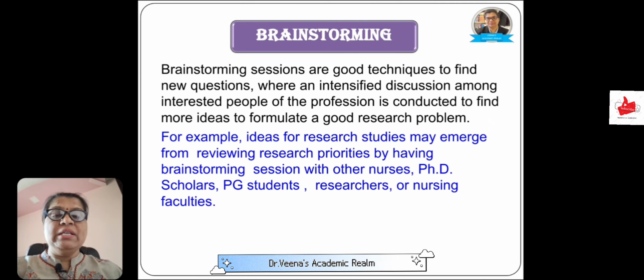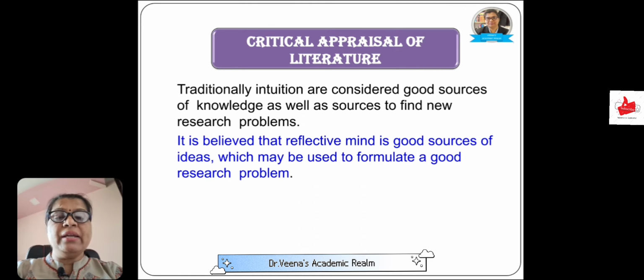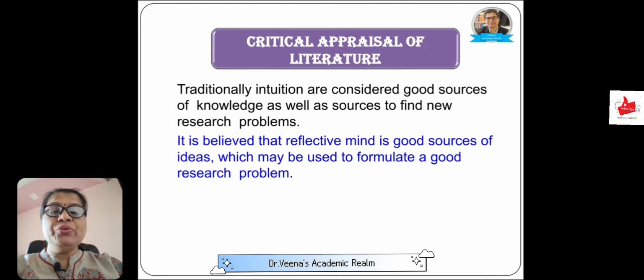Next is critical appraisal of the literature. Whatever literature is written, traditionally or historically, there are so many literature available, and you want to find out whether it is authentic, whether there is some evidence. So again you conduct the study on the same matter, taking some ideas from that or formulating some problem statement from that traditional literature which you have read.